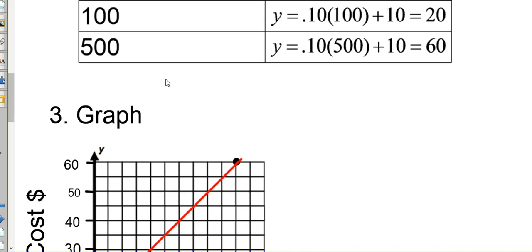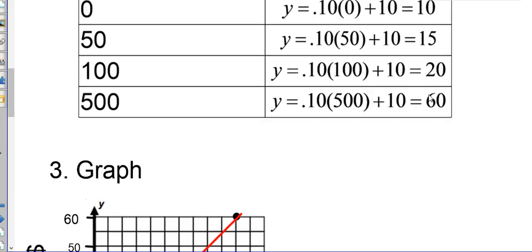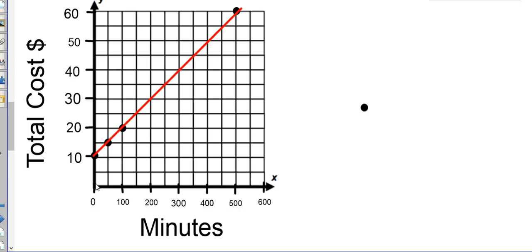The third way is to graph it. So we can take these points from our table and graph them. The first one in mine is the point 0, 10, where y is 10. 0 in the x direction and 10 in the y would be right here. First, I should have talked about the graph itself. You're going to label the axes. Of course, my x-axis, my independent variable, is the minutes used for my cell phone company. And the y-axis will be the total cost in dollars.